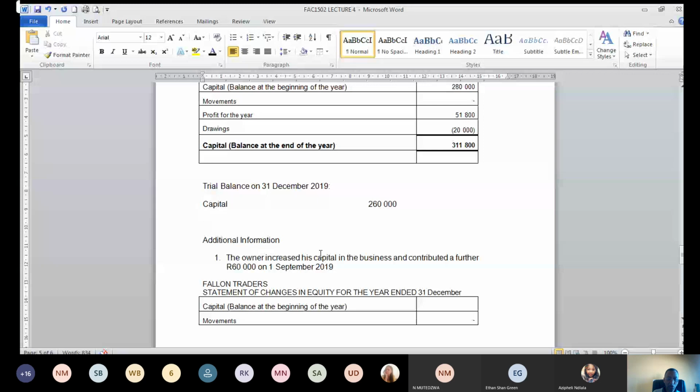So if I must now do my statement of changes in equity, my capital balance at the beginning of the year, you must have a balance of 200,000 rand at the beginning of the year. And then there was a movement, and the movement will speak about additional capital or additional contribution. Your additional contribution is 60,000 rand, and that is how you will account for that in your statement of changes in equity.